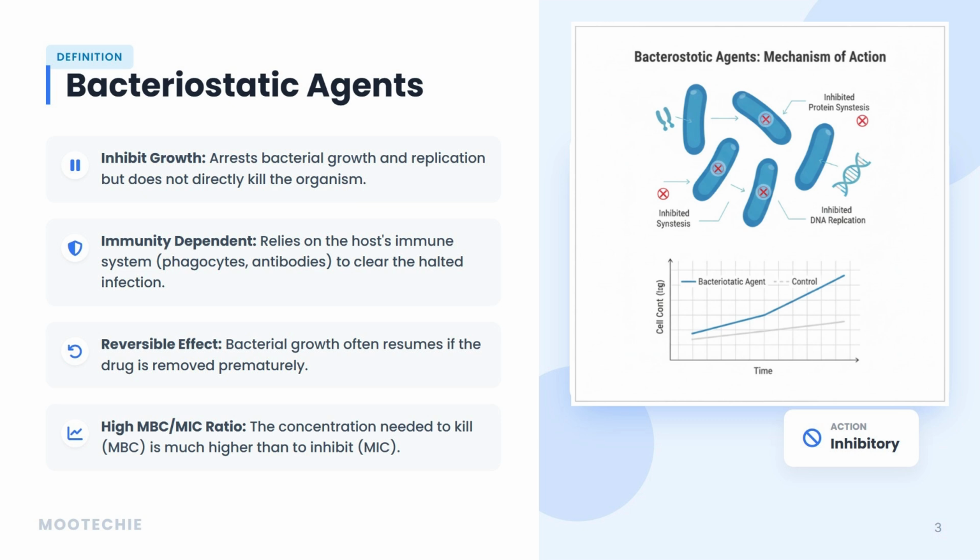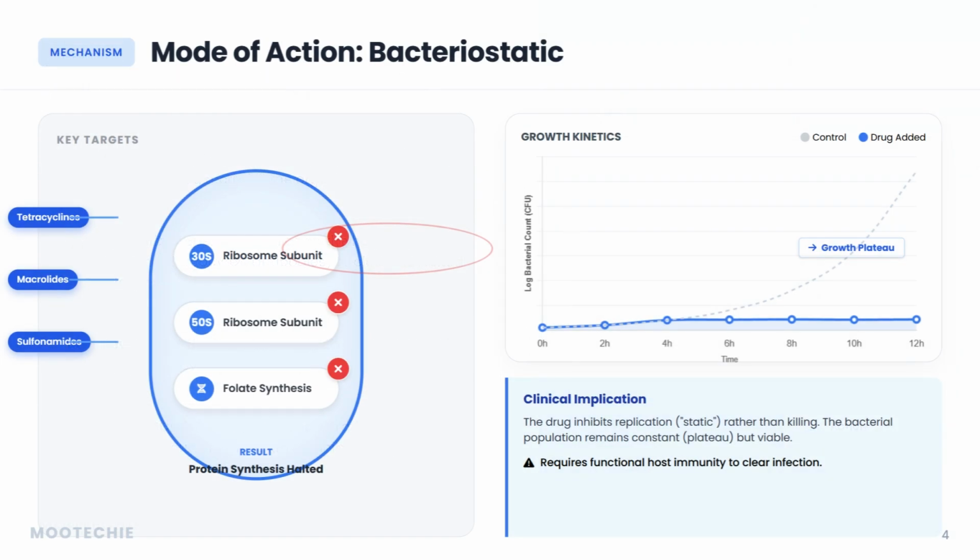A line graph next to it compares cell count over time between a control group and a group treated with a bacteriostatic agent. The control line rises while the treated line flattens into a plateau, perfectly illustrating the inhibitory, non-lethal action. Mechanism, mode of action, bacteriostatic.